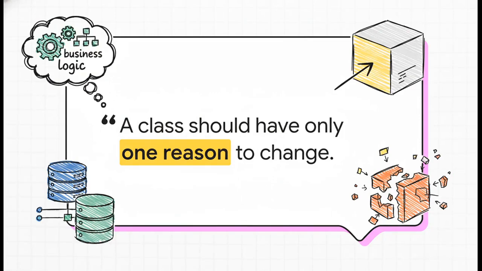And here's the official definition. It's so simple and powerful. A class should have only one reason to change. If you find yourself changing a class for lots of different unrelated reasons, that is a massive red flag that it's doing way too much.